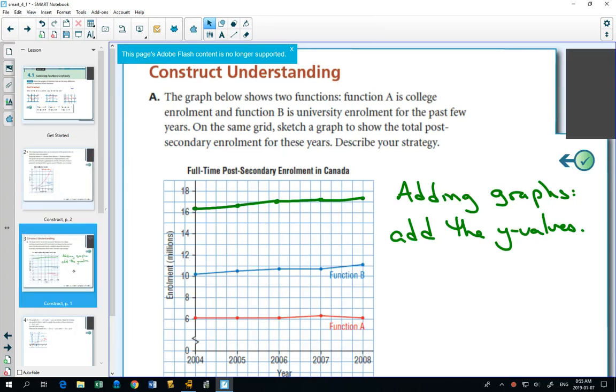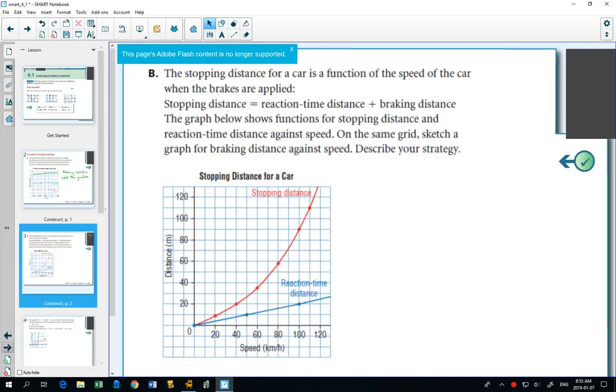Example B. In example B, they give us a formula. The stopping distance for a car is a function of the speed of the car when the brakes are applied. So your stopping distance is your time that it takes to react. Then you slam on your brakes and your car skids forward, right?